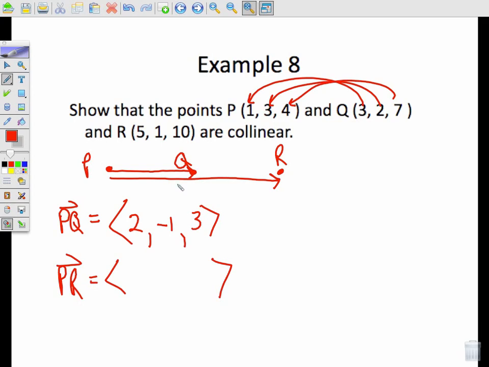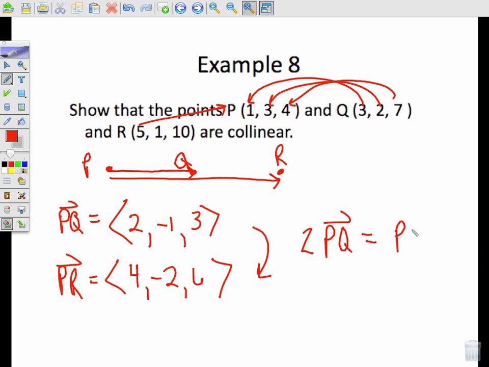Vector P to R, component form. 5 minus 1 is 4. 1 minus 3, -2. And 10 minus 4 is 6. So you can see here that if I just multiply PQ, so 2 times PQ is equal to PR, which means it's a multiple, so they're parallel to each other. And if they're parallel, then they're collinear.